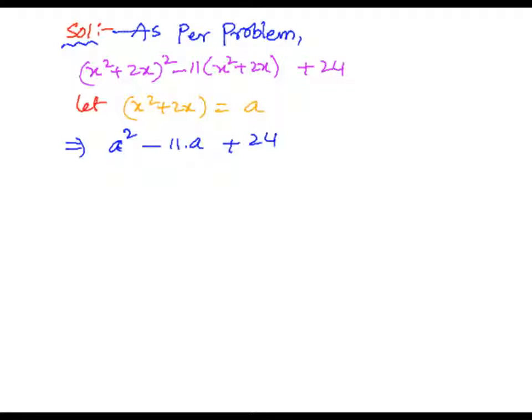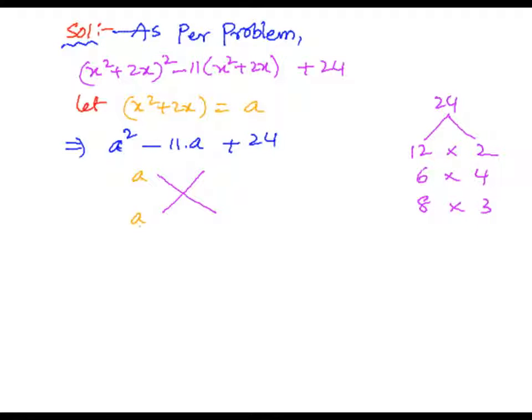By the cross method, to factorize this a square minus 11a plus 24, a square can be split as a into a, which is nothing but a square. Here I have to split 24. So 24 can be split as 12 twos are 24, 6 fours are also 24, and 8 threes are also 24.